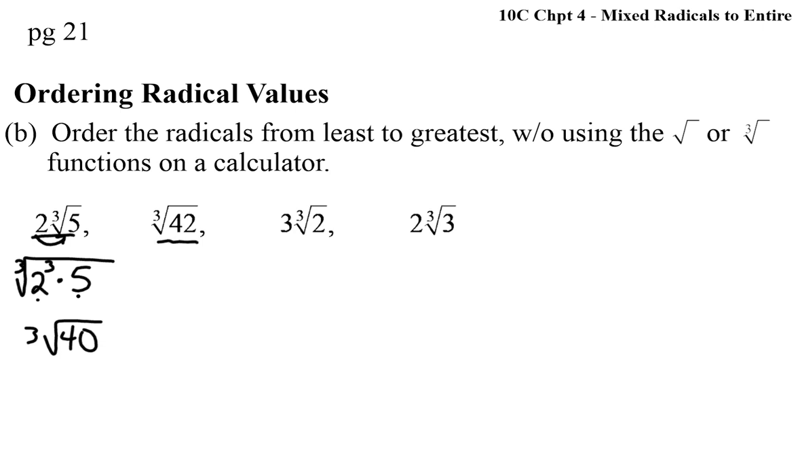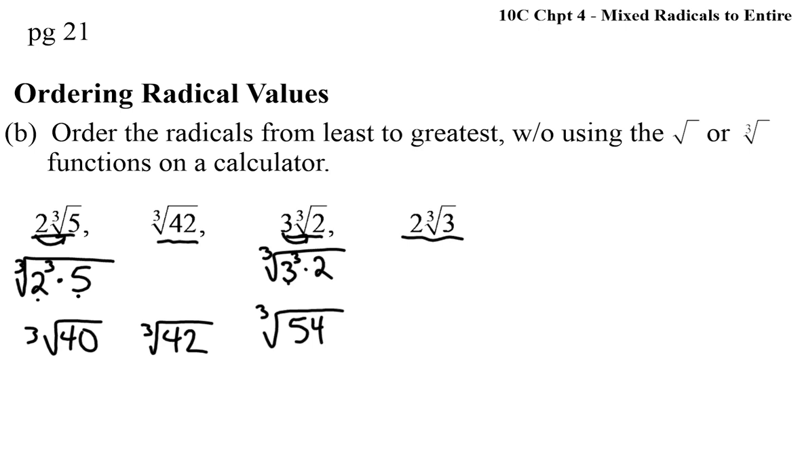Cube root 42, fantastic. We don't have to do anything to that. It's just cube root 42. It's already an entire radical. 3 cube root 2, well, how does the 3 go under? We cube the 3 and multiply by 2. 3 cubed, 3 times 3 times 3, is 27 times 2. We get cube root 54.